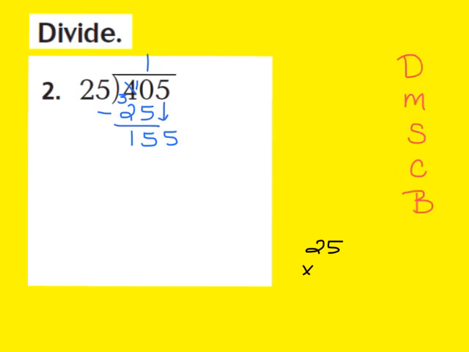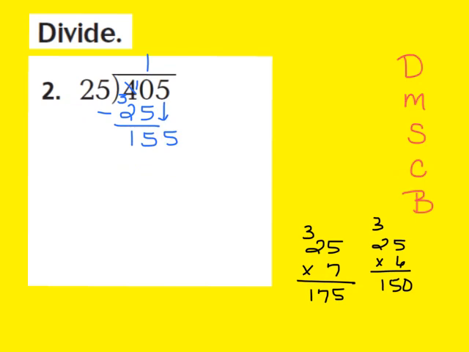So I'm going to take 25 and multiply it by 7. Well, 7 times 5 is going to give me 35, and I'm going to regroup the 3. 7 times 2 is 14, plus 3 is going to give me 17. Well, what I know is 175 is too high. So I'm going to have to do another guess and check. So I'm now going to take my 25 and multiply it by 6. Well, I know that 6 times 5 is going to give me 30, and I'm going to regroup the 3. 6 times 2 is 12, plus 3 is going to give me 15. So what I know is 25 goes into 155 6 times.